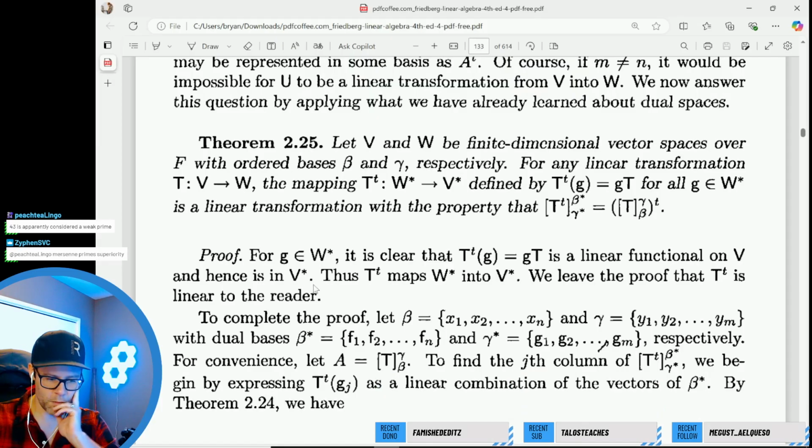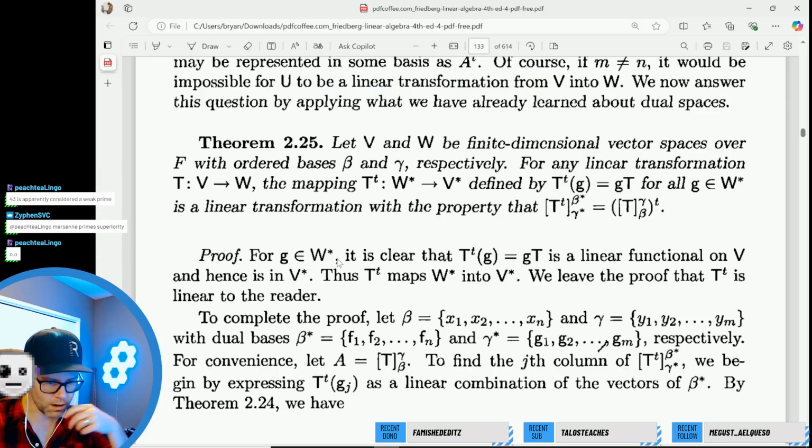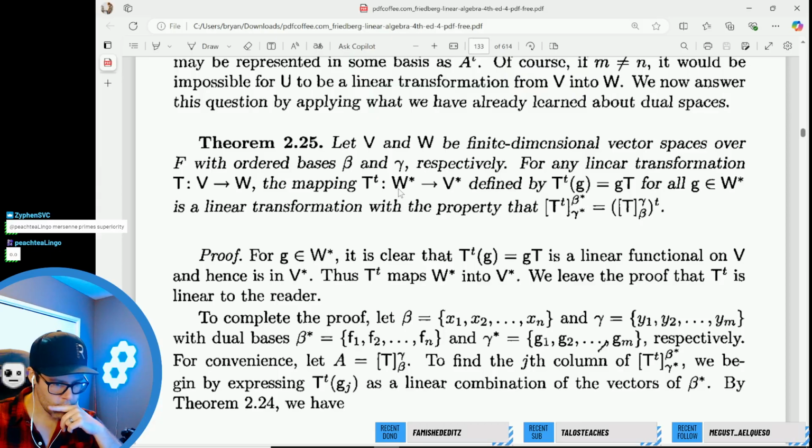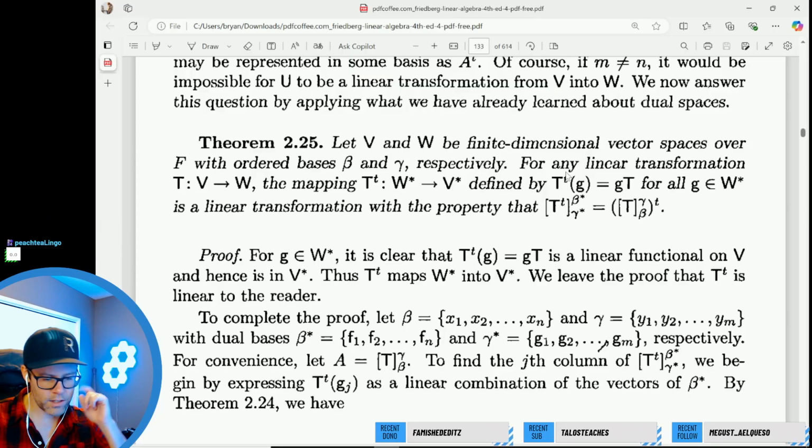I'm going to read a little bit of the proof. I'm more curious about if they have an example. I just want to see how they use this. So for g in W star, all right, so g has to be a linear functional. What would this mean? Let's try to figure out what this notation means. So T transpose of g, they're defining it to be g composed with T. So T would go V to W. And then g is a linear functional on the dual space.